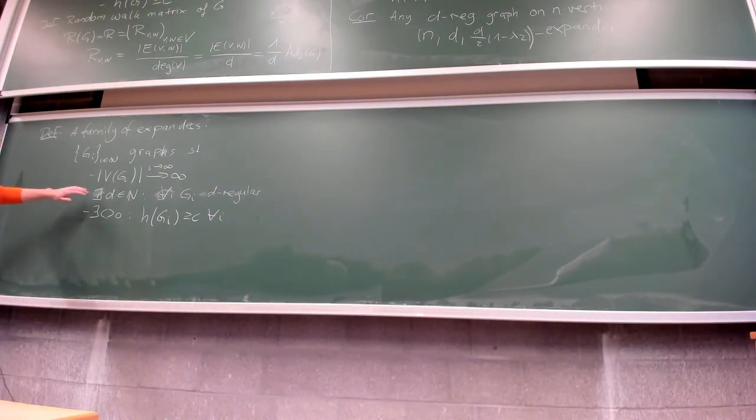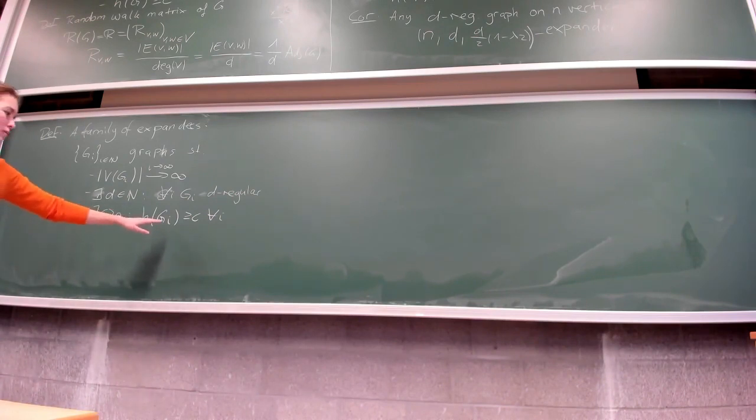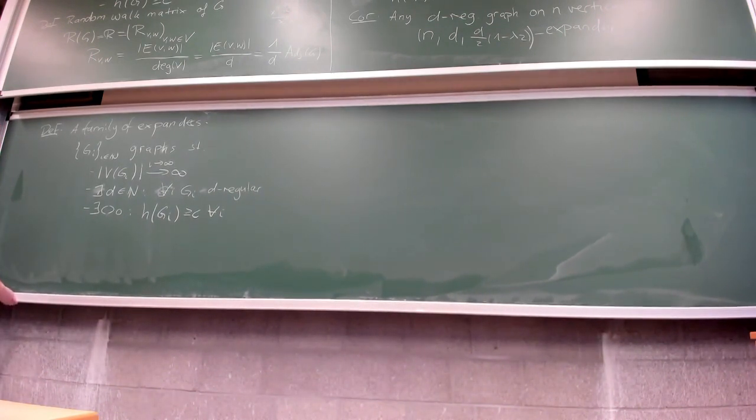That's what we need here. And if the number of vertices goes to infinity, but the degree always stays the same, that's kind of how we get very sparse graphs that are still well connected because of our condition on the Cheeger constant.